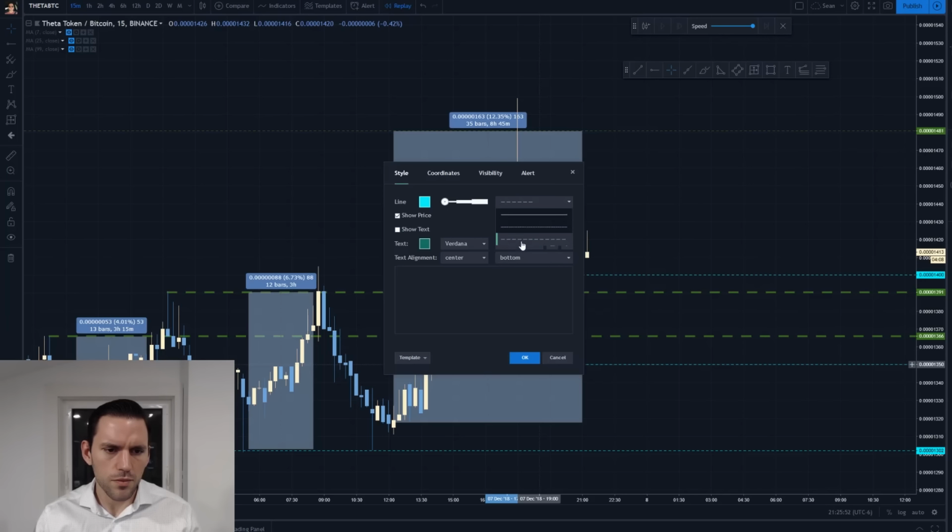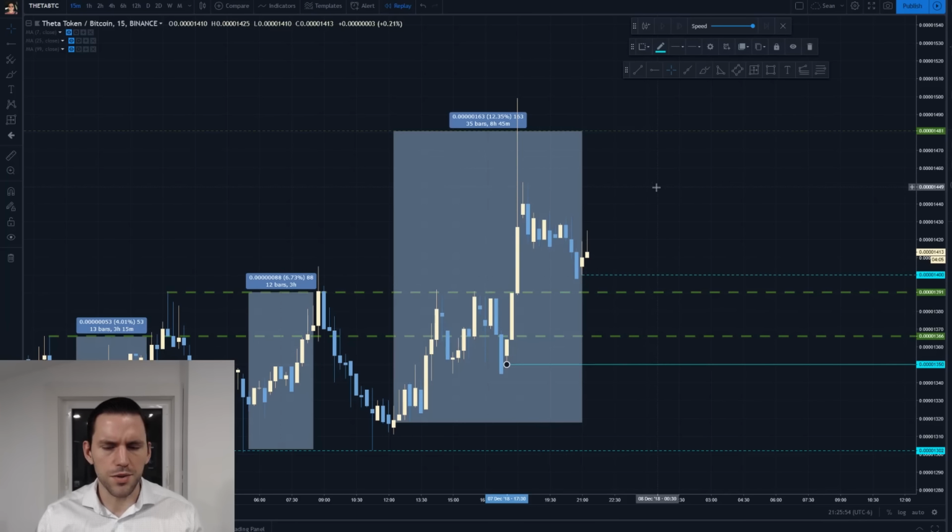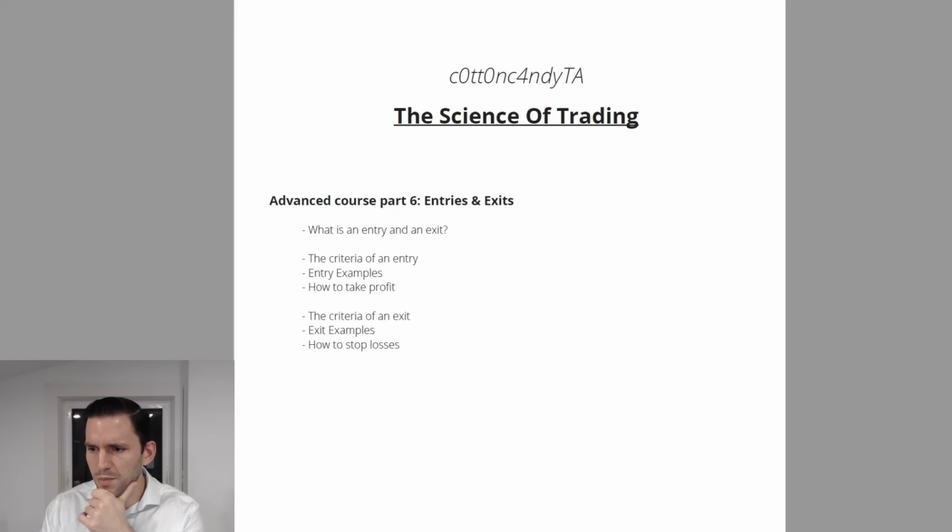So I hope that gives some clarity to at least the most important part of this, which is these first 5 pieces: the criteria of an entry, entry examples, how to take profit, the criteria of an exit, and exit examples. So that's those 5.